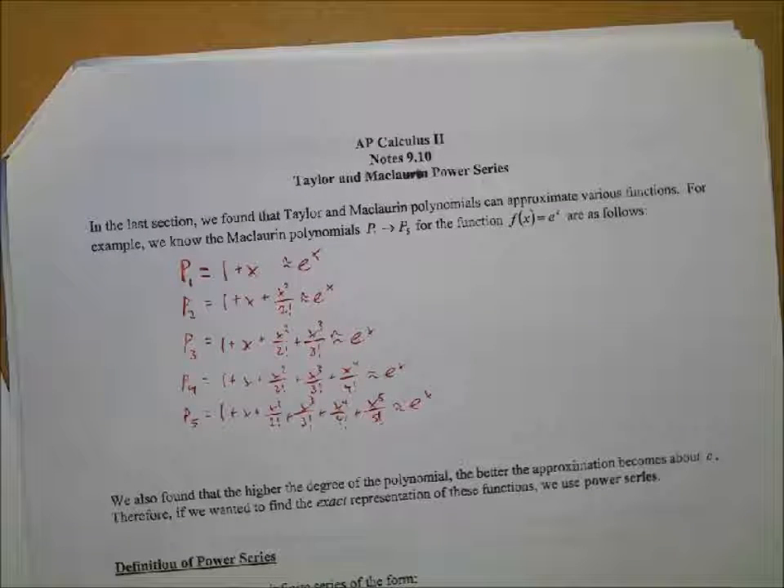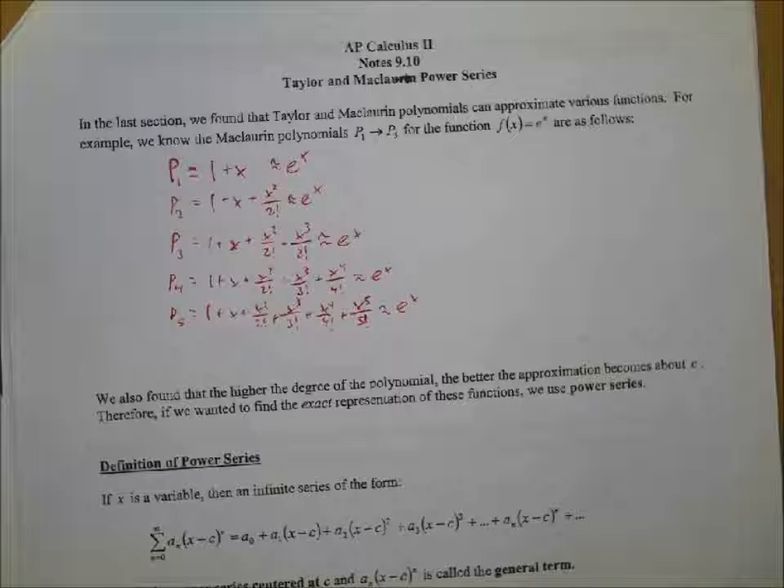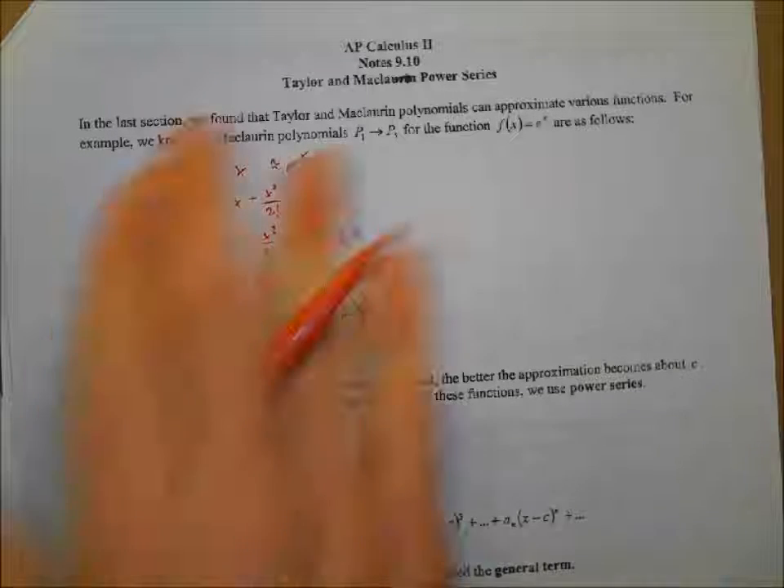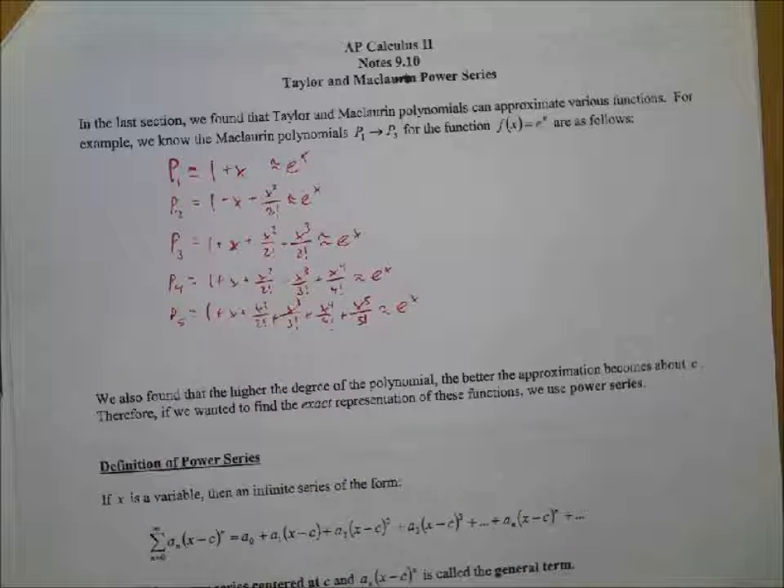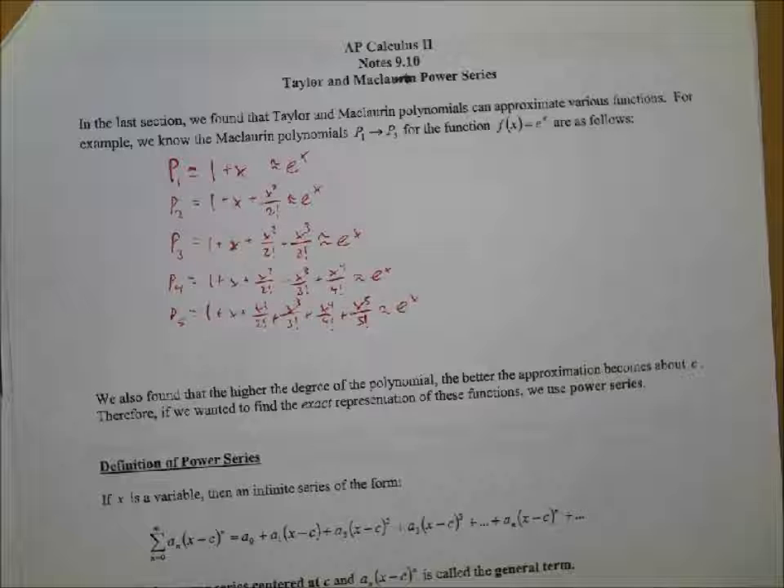But of course, all of these are approximations of e to the x. We found that the higher the degree of the polynomial, the better the approximation becomes about that center c. So again, this is Maclaurin. We're centered at 0. This would be adjusted slightly if we were centered about something else. But again, the more degrees we added, the better the approximation. The more our polynomial becomes like that e to the x.